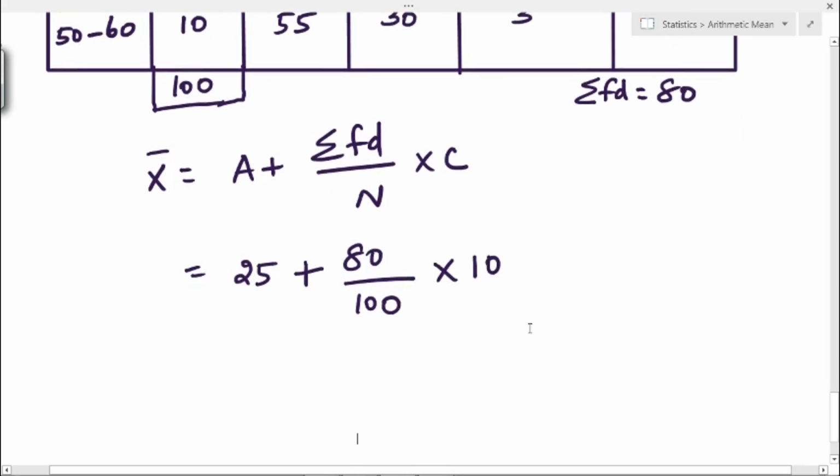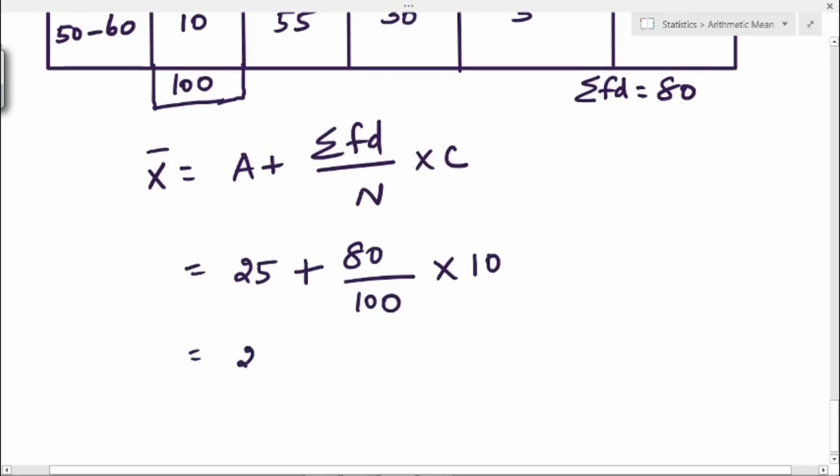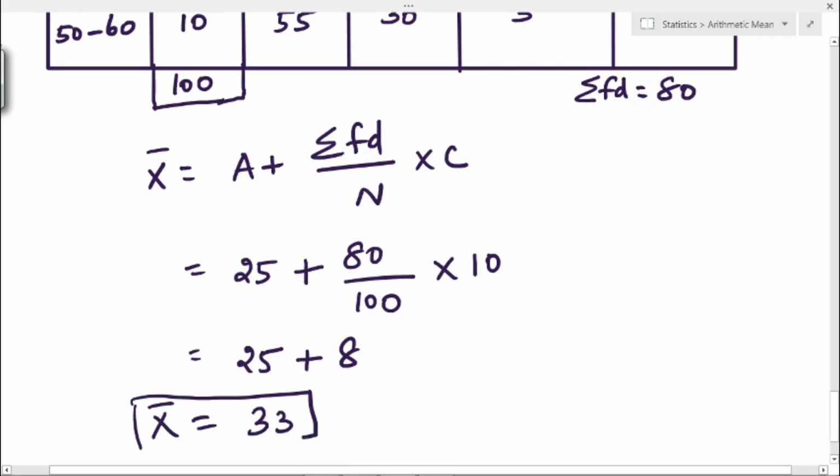So if you simplify, this is 25. First we have to simplify this value. 80 into 10 is 800, divided by 100, that is 8. So 25 plus 8 is 33. So the x bar value is 33. This is the arithmetic mean value in the case of a continuous series.